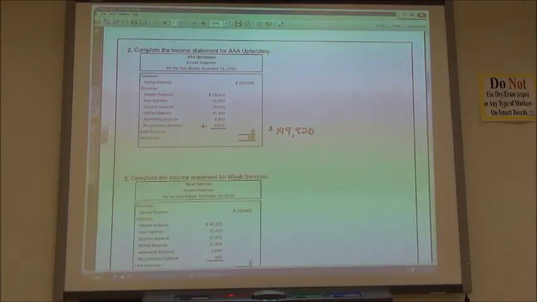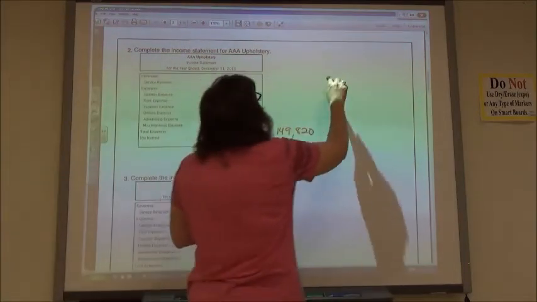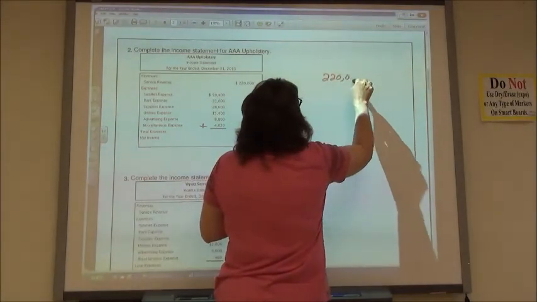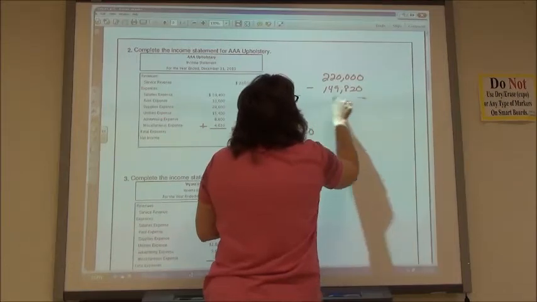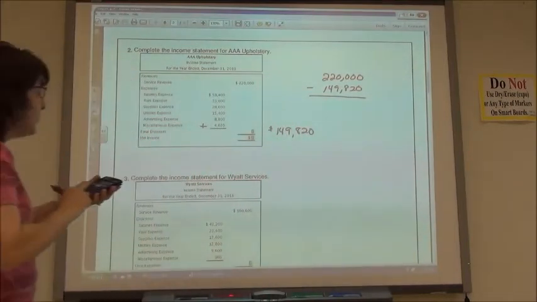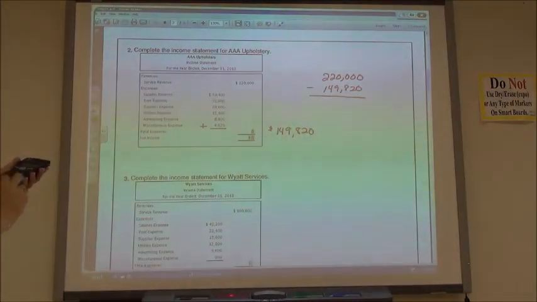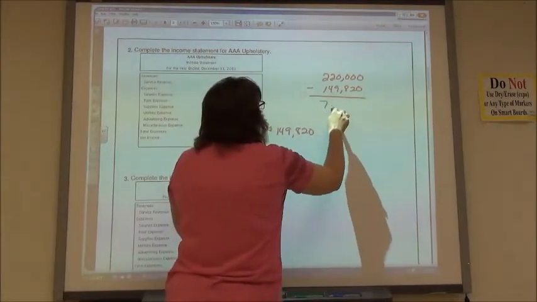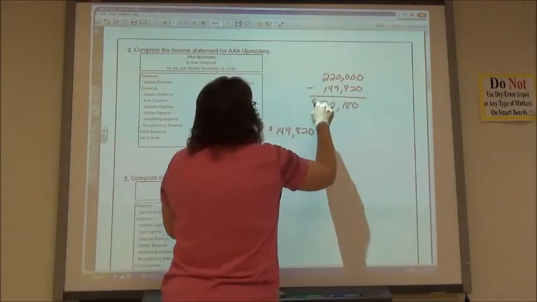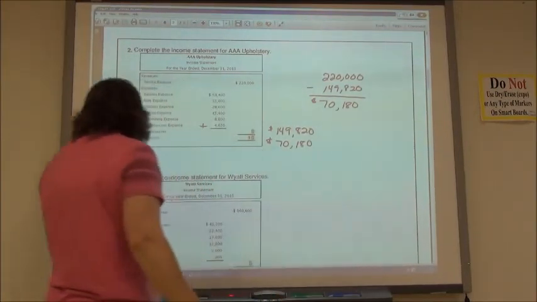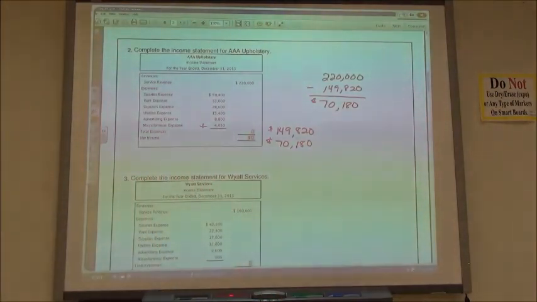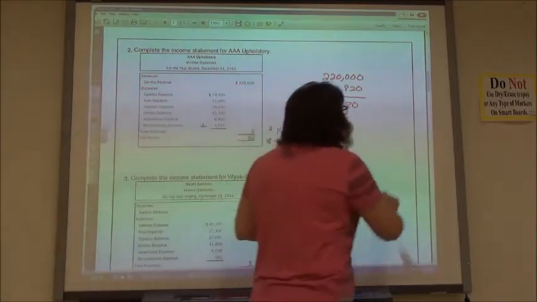And so again, if we're going to find our net income, we're going to take the $220,000. We're going to subtract the $149,820. And we get $70,180. Computer doesn't always like to change things a whole lot. So if we look at number three, at least the numbers look different. We'll go ahead and do that one.